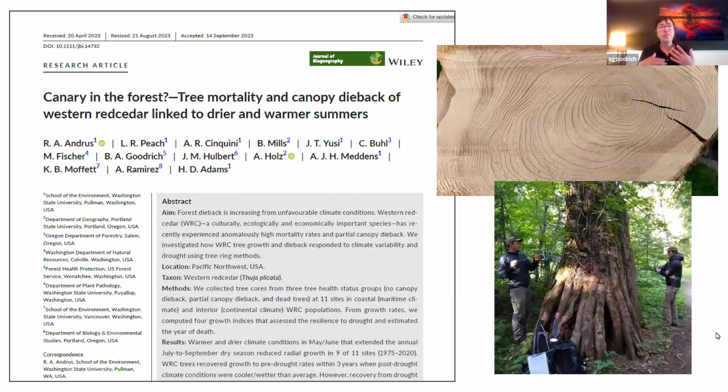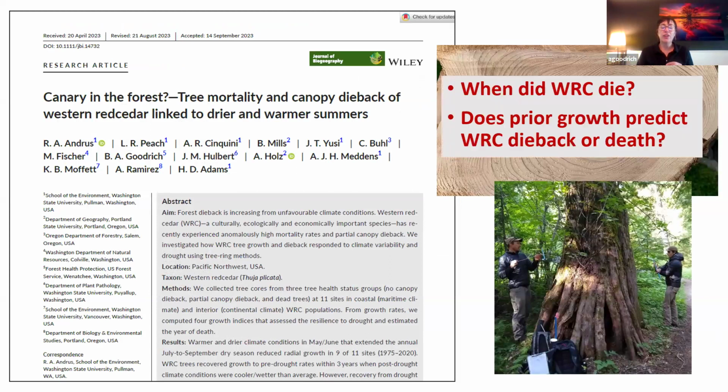And so, you know, we did this survey with the entomologists, and I'm a pathologist, but we're the bugs and crud people, right? We're not physiologists. We don't know how to do dendrochronology. And so we partnered with Robbie Andrus and folks at Washington State, Reed College, and Portland State University to do some dendro work and ask questions like, when did the western red cedar actually die? And were there any patterns in the growth? Did it predict western red cedar dieback or death? And then Robbie looked at the correlations between growth patterns and climate, or weather patterns, at these sites.